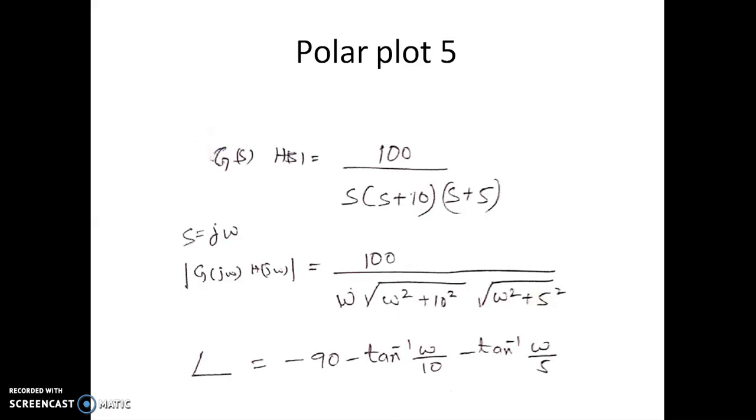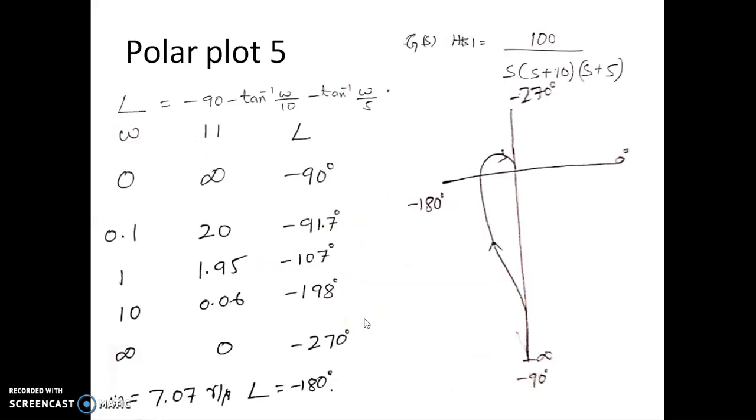This is again a different transfer function where you have a pole at the origin, and of course you have two poles on the real axis. Again, these are the magnitude and phase equations. If you can see, this is how the plot is changing. It is going from infinity magnitude. The phase is -90 degree.